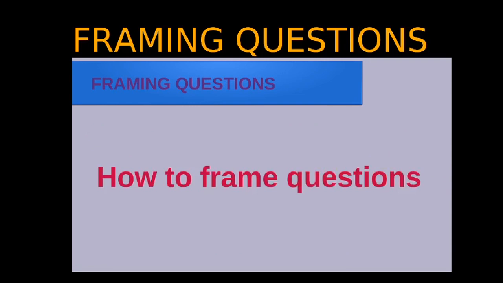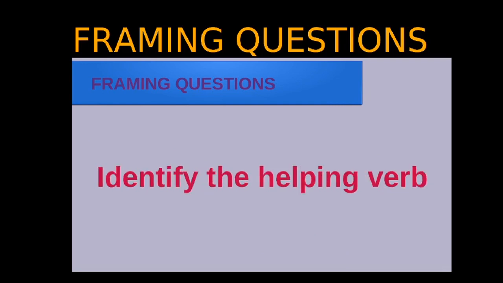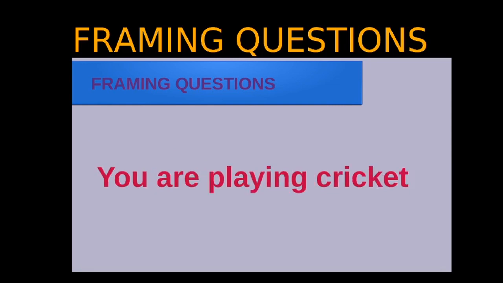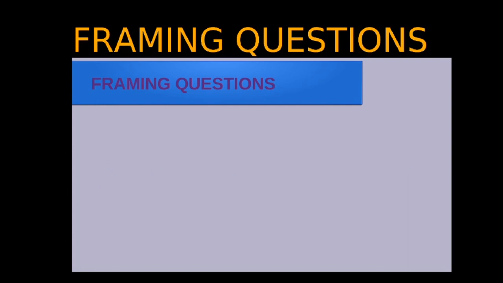So how to frame questions in a yes or no question? So this is the sentence. You are playing cricket. So here you have to identify the helping verb. Which is the helping verb here? Are is the helping verb. So what we do is we place that are in the beginning of the sentence. Are you playing cricket? And in the end, you put a question mark.